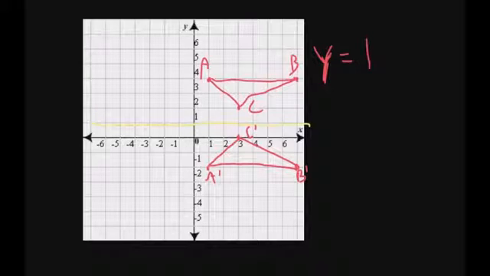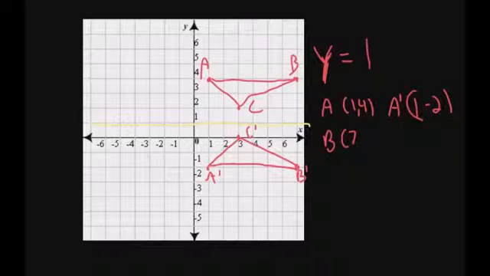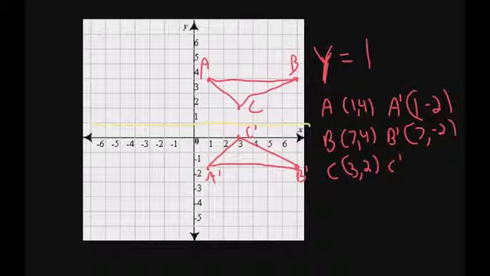And if we had to give the coordinates, so A, which was 1, 4, and then A prime is 1, negative 2. B was 7, 4, and B prime was 7, negative 2. And then C was 3, 2, and after the reflection it was 3, 0.